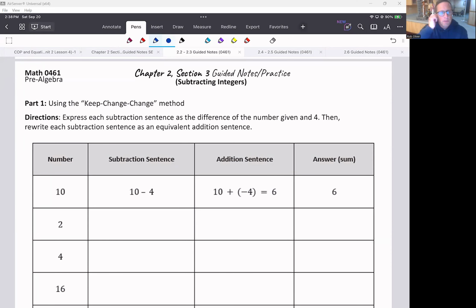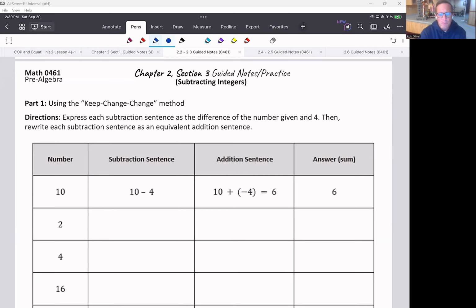Okay, this section covers chapter 2, section 3, which is going to cover subtracting integers. Sections 1 and 2 from chapter 2 were all just about adding integers, when they had the same sign or when they had different signs. Now, these strictly are going to deal with problems that have a minus sign between them, which seems like the same thing that we talked about, but there's a lot of differences here.